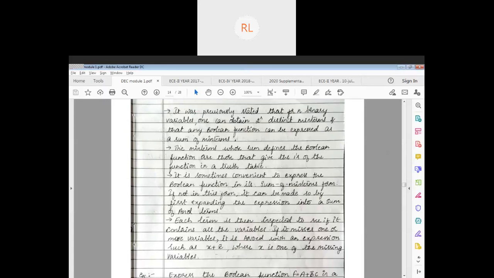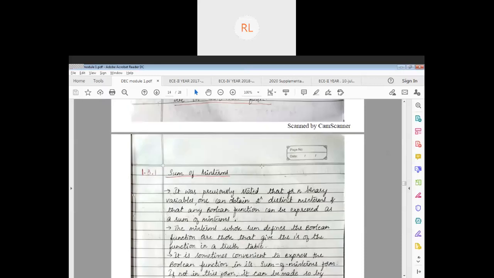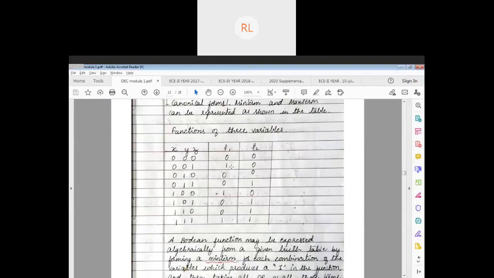So 2 raised to n distinct min terms, and any Boolean function can be expressed as a sum of min terms. Min terms whose sum defines the Boolean function are the ones of the function in a truth table. So we saw wherever there are ones, we picked up. Keep in mind, for min terms we are picking up functions having only one. So let's get back to the truth table. Here I picked up these functions only when there is one. This is for min terms.